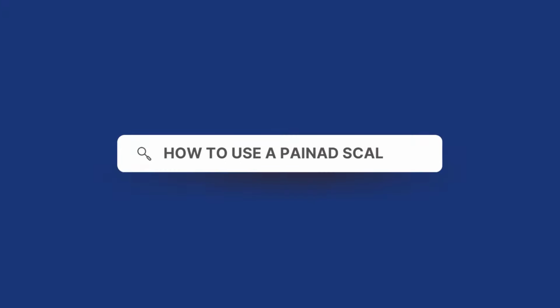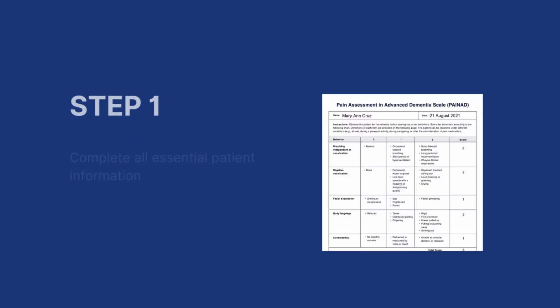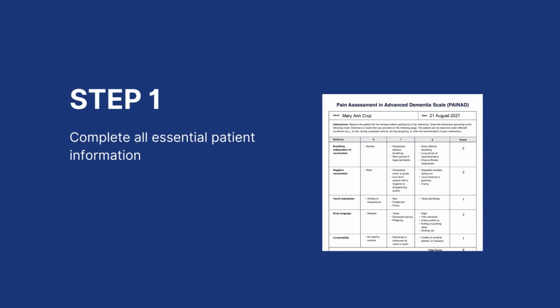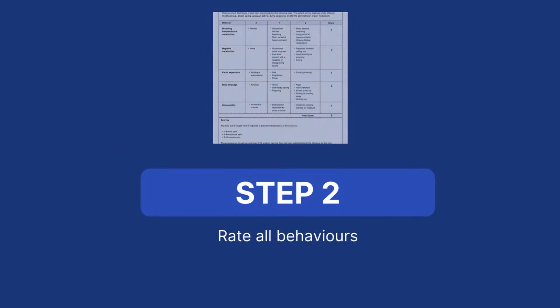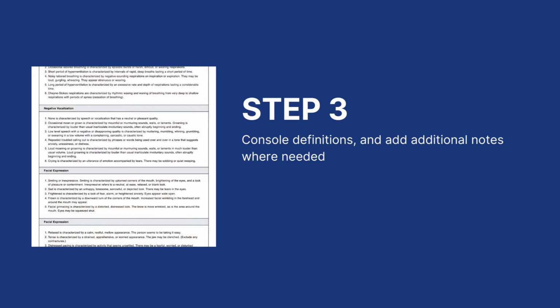How to use a PAINAD scale. The first step is to complete all of the essential patient information and date at the top. You will then need to rate all behaviours on the scale included. Consult the definitions to make sure that you're rating the scales appropriately and add additional notes where needed.